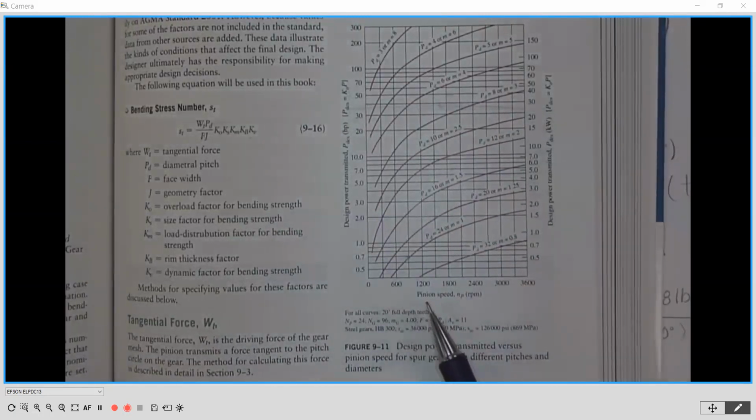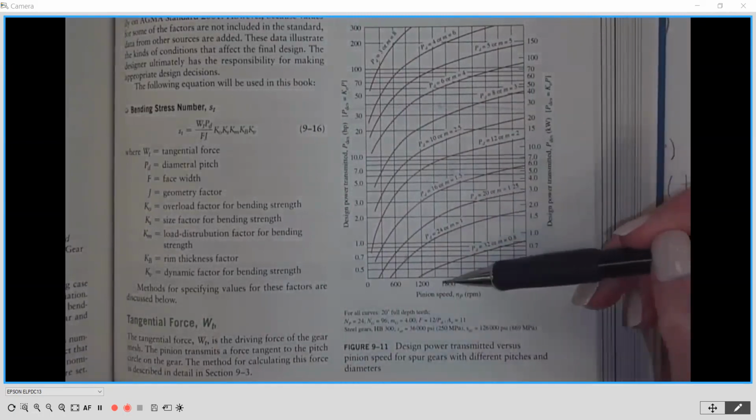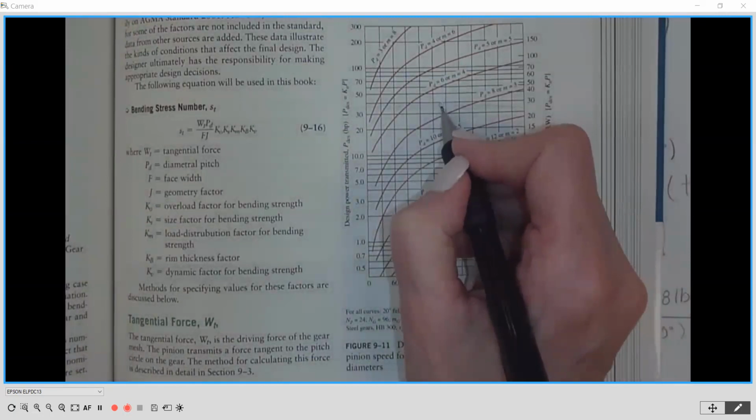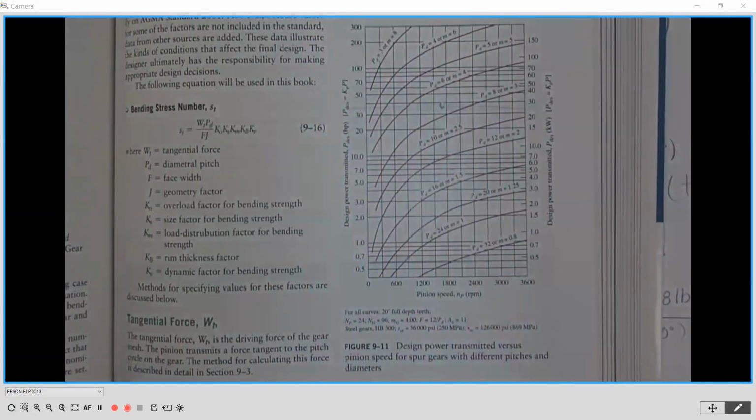Then what we're going to do is find our pinion speed. Our pinion speed is 1750 RPM, right? So we're going to find 1800 and go just before it, and we're going to go up where it meets that place. So right about here, right? Right about there.